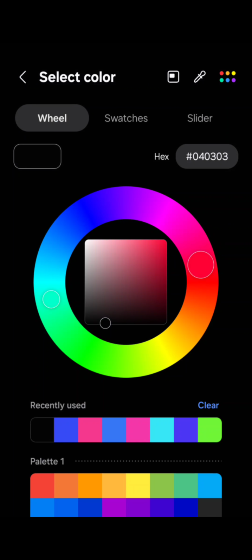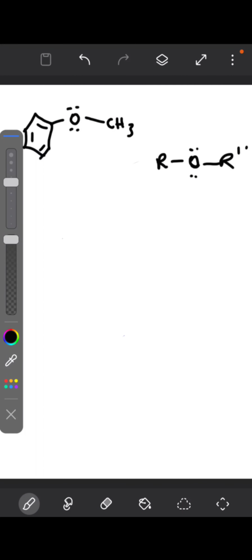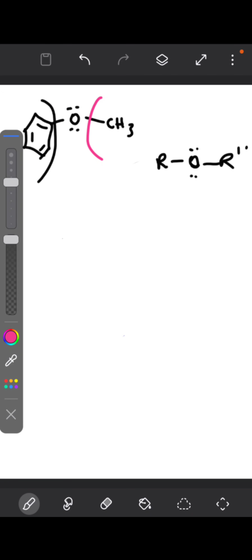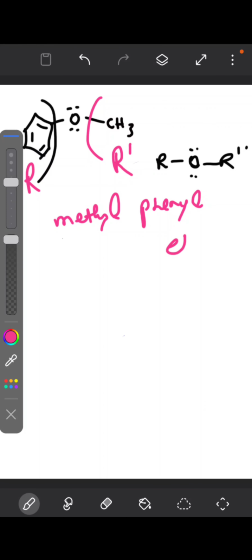You can see over here, this is one R and this is the other R. Okay, so this is one alkyl group, which is phenyl, and this is another alkyl group, which is methyl. So we can name this compound methyl phenyl ether. So that's the name of this compound.